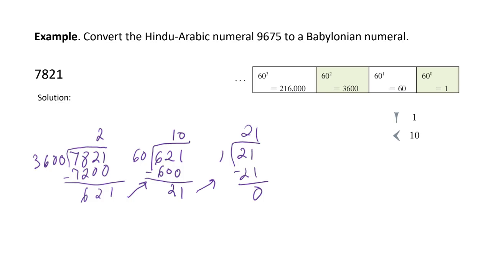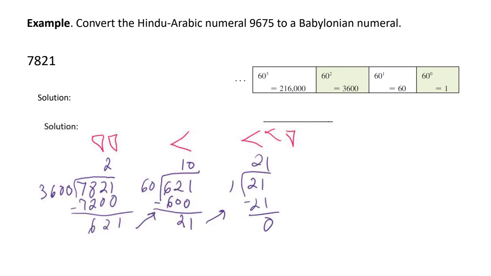So basically you stop once you get to the 0, once you have already divided by the last one, which is 1. And the answer is created by using the numbers on the top of the long division. So our quotients, the 2, the 10, and the 21. And so 2, we can write with 2 vertical strokes. At 10, that would be a wedge. And 21, that would be 2 wedges and 1 stroke.